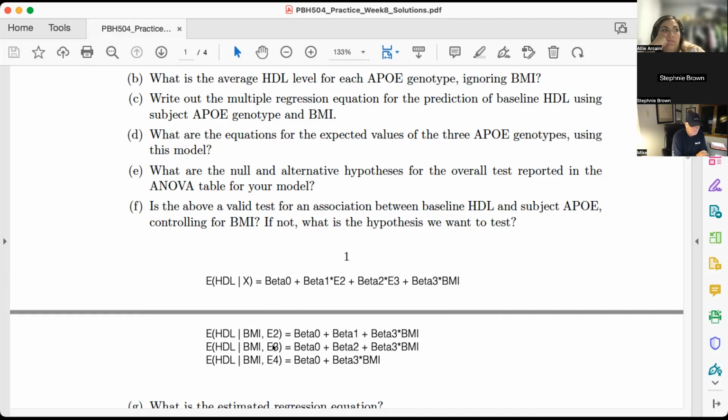Similarly, for group E3, those are the folks that have a 0 on this variable, but a 1 on this variable. So you insert those values, and now we get beta 0 plus beta 2 plus beta 3 times BMI. And then, of course, group E4, the reference group, is indicated by zeros on both. So they both leave the equation. We're left just with the intercept and beta 3 BMI. So let's actually fit the regression, and we'll compute these things.